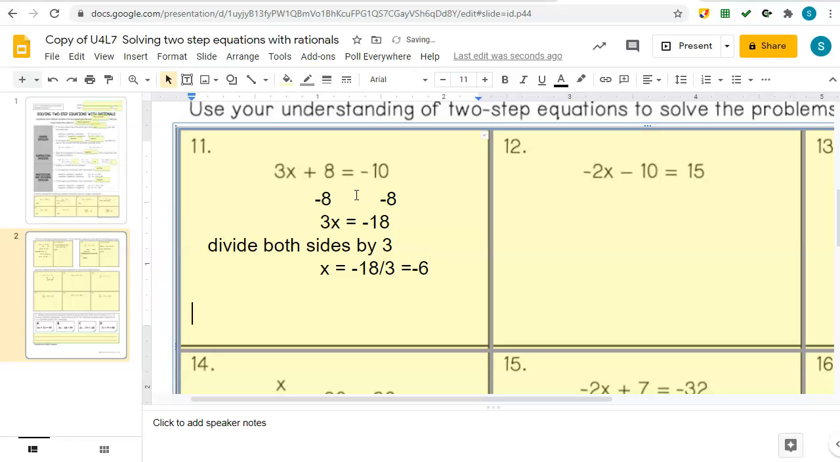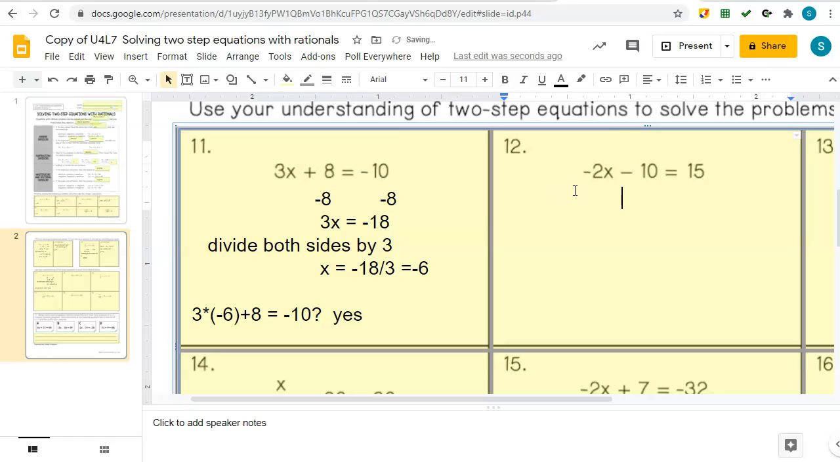We want to check our answer. 3 times negative 6 plus 8. Does that equal negative 10? So we get negative 18 plus 8 is negative 10. Yes.